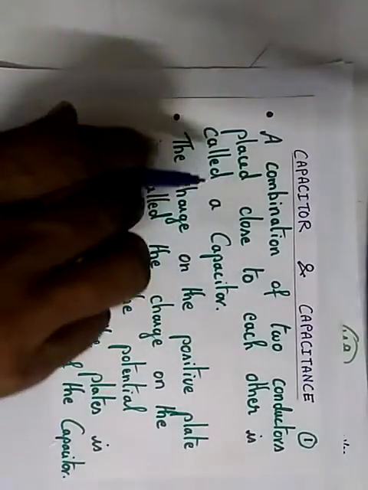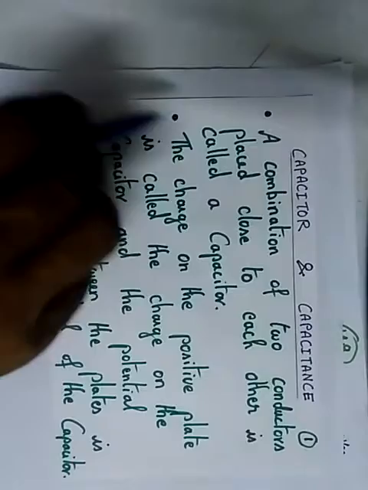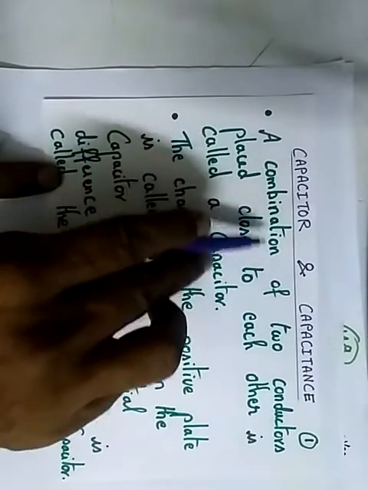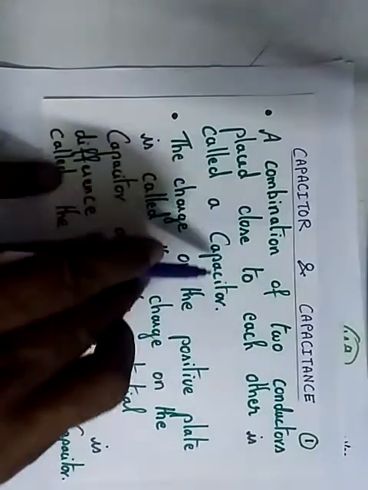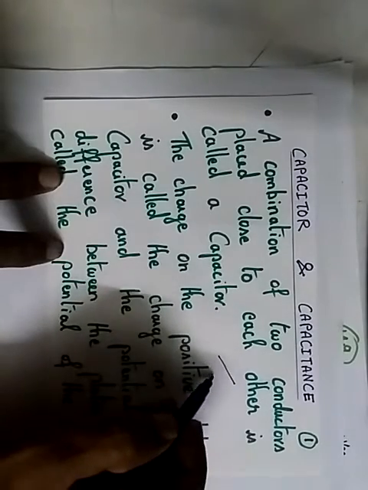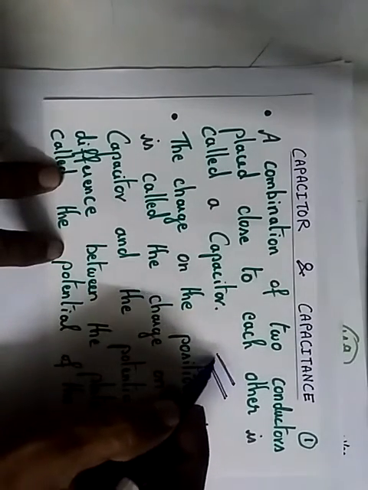So today's topic is about capacitor and capacitance. So how to form a capacitor? A combination of two conductors placed close to each other is called a capacitor. That means two conductors, this is one conductor, another conductor placed very closely and separated by a dielectric.